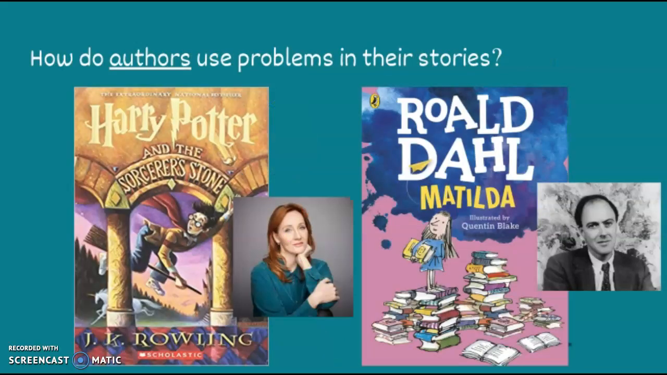So basically today we are going to be reading and learning about how authors use problems as an important part of their stories. So I'm sure these books look familiar to you, kind of talk to me about what kind of problems arise in these two different books. So for example, in Harry Potter, the main conflict here is that Harry Potter needs to defeat Lord Voldemort. In Matilda, one of the main problems, the conflict, is Matilda has to deal with Mrs. Trunchbull.